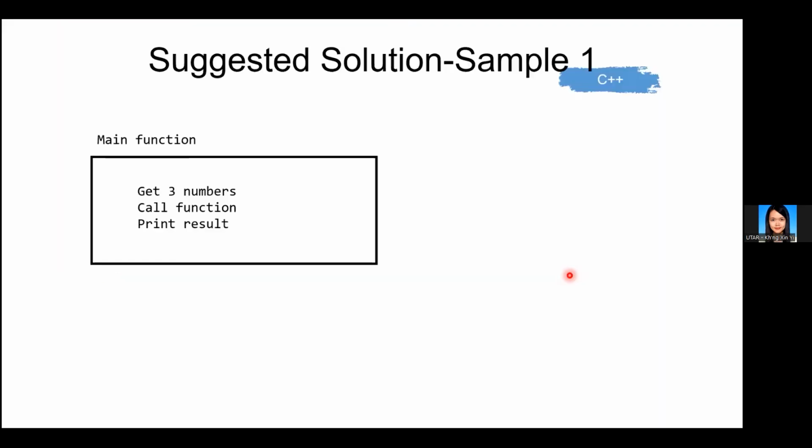So we need to think of how we can solve the problem. Then I'm going to show you this idea here. Let's say we have the main function. This is the main function. And then we need to think of how we can solve the problem. Of course, the first thing is that we need to get the 3 numbers from the user first.